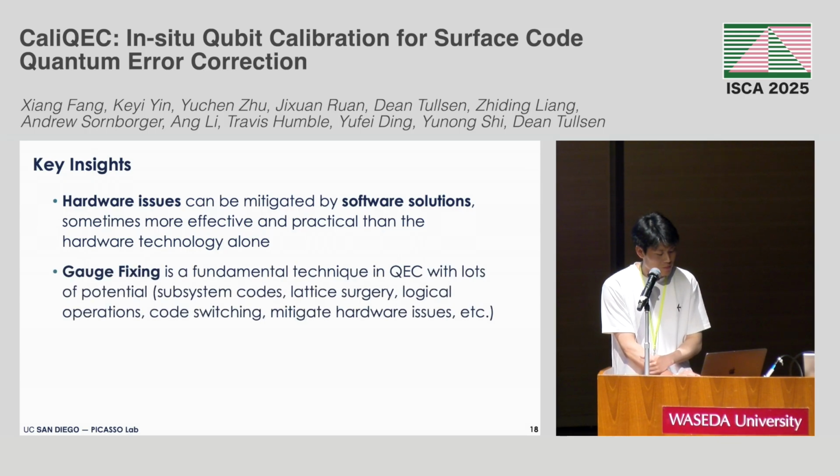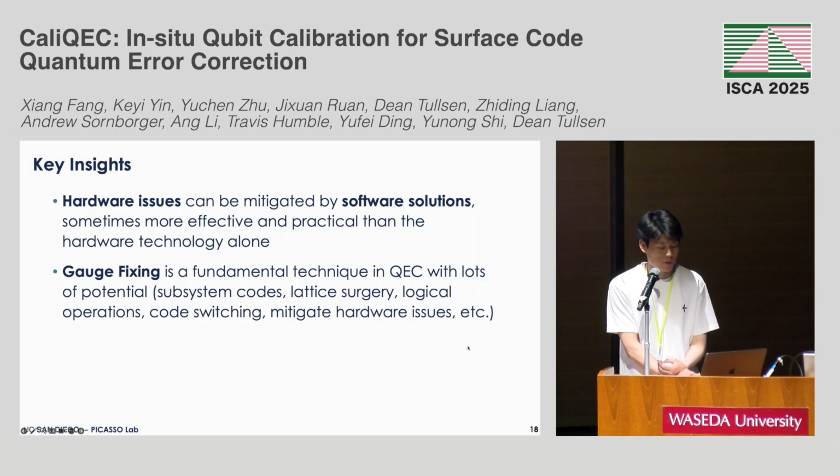And the second thing is that I really found gauge fixing a fundamental technique in QEC, and it has lots of potential, from the first subsystem codes when it was proposed, to later lattice surgery and logical operations for quantum cycles, code switching, and in this work used to mitigate hardware issues. So I believe there are also lots of other QEC techniques that have already been developed that we can use to tackle the emerging problems in this area.